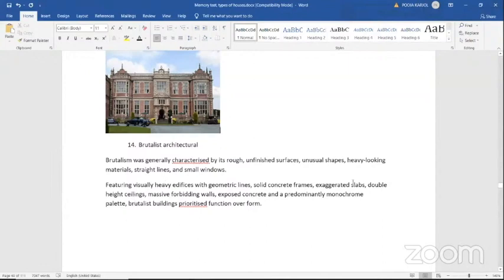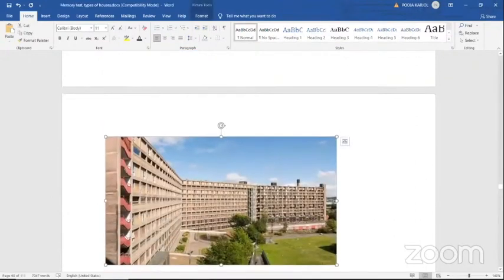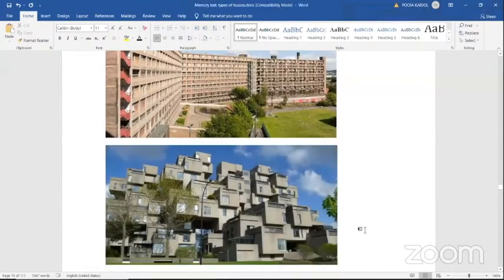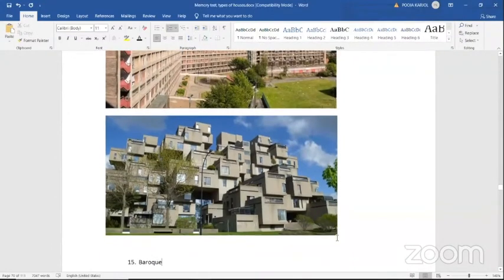Double height ceilings, exaggerated slabs, predominantly monochrome palette. Buildings prioritize function over form. This is a kind of example piece. They won't always look like this; they usually look like this. One of the masterpieces of the brutalist movement.